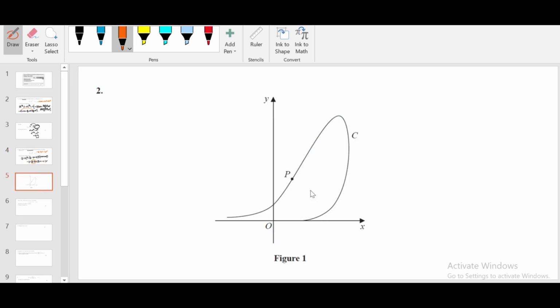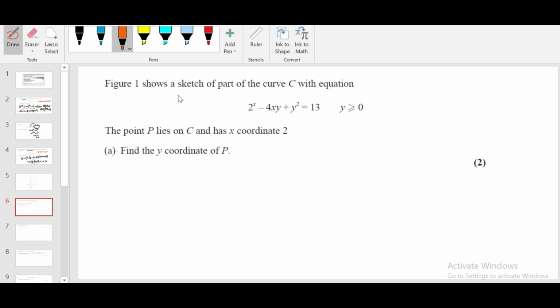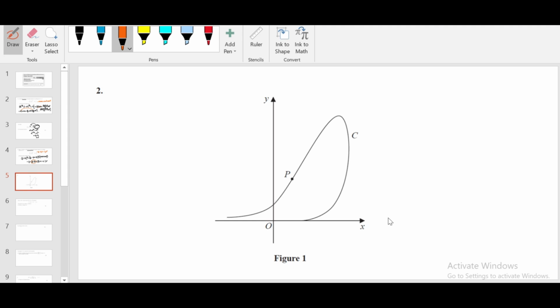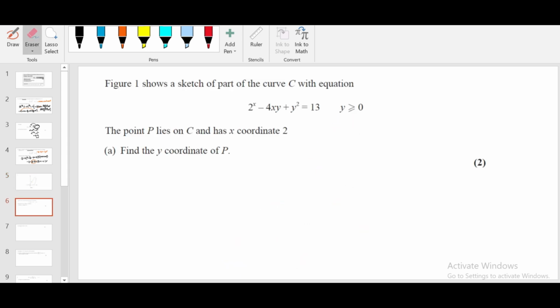We have a diagram given and there is a point P marked there. The figure 1 shows a sketch of the part of the curve with the equation 2 power x minus 4xy plus y square is equal to 13, where y is greater than or equal to 0. Apparently from the figure, the graph takes only positive values. There is no graph below the x-axis. Okay. Point P lies on C with x coordinate 2. Find the y coordinates. Very simple.